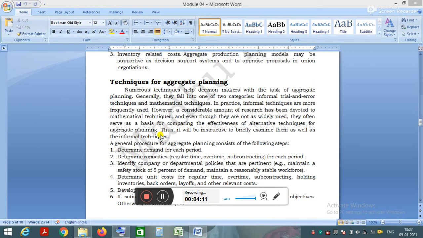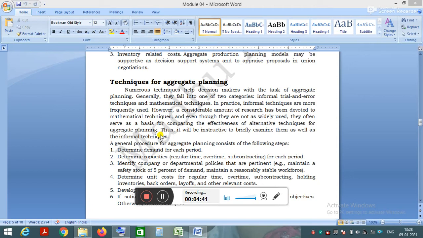Even though they are not widely used, they serve as the basis for comparing the effectiveness of the alternative techniques. They are not always implemented, but they serve as a basis when comparing the different alternatives in aggregate planning. Thus, it will be instructive to briefly examine them as well as the informal techniques.